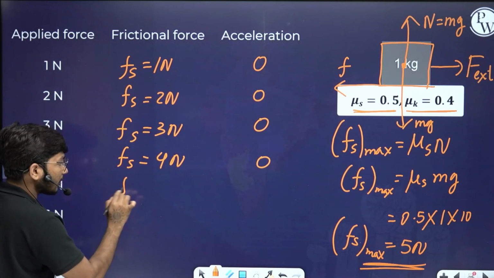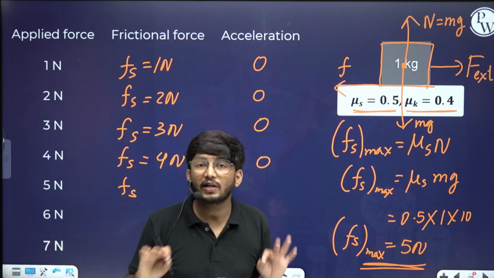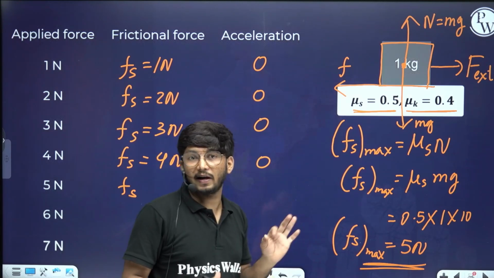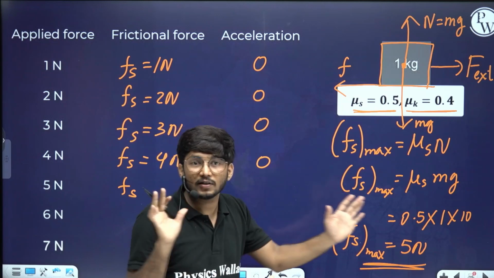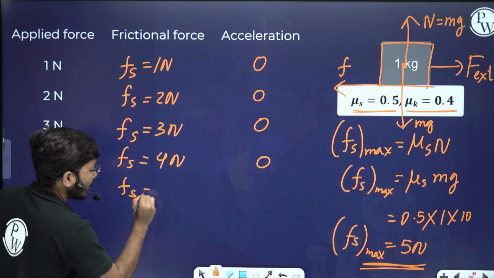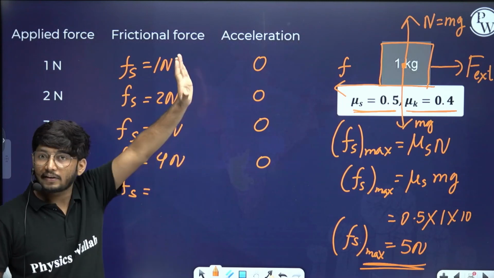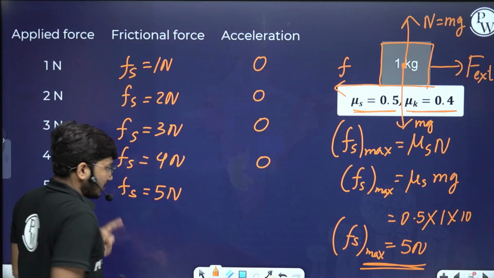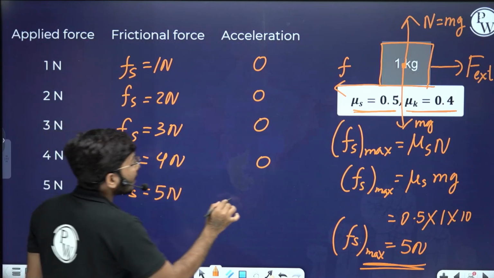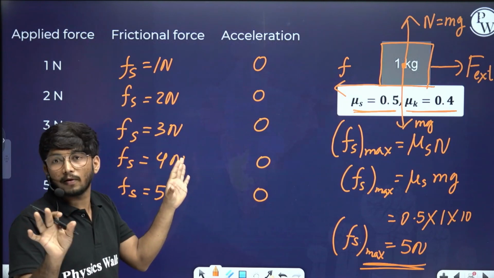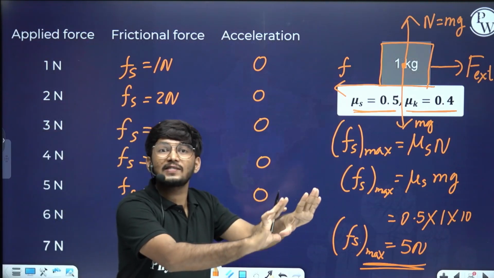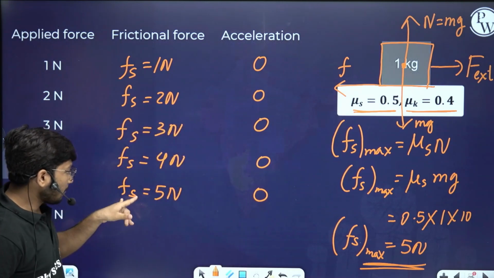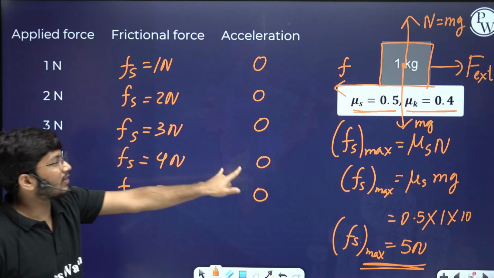When I apply 5 Newton, the block just starts to move, which means the block is about to have acceleration. It is not moving, just the forces are balanced, correct? In that case, the nature of friction is still static. Friction is at its maximum value, right? Static and acceleration is still 0. The block is about to move, which means tendency of motion is there, isn't it? Tendency of motion is there, but the motion is not happening. That is why the friction nature is static, acceleration is still 0.